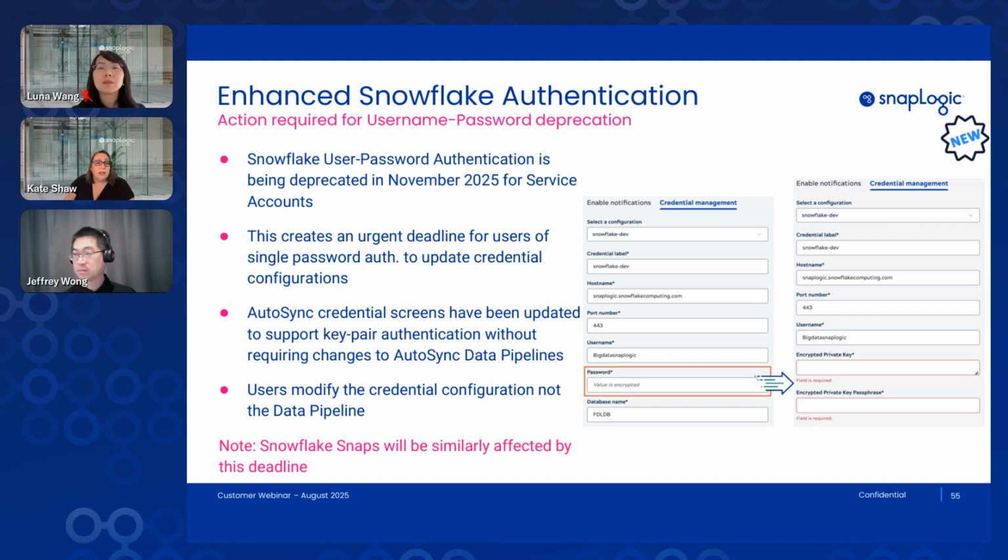Also, side note, the Snowflake snaps will similarly be affected. This is a change out of our control. This is a change that Snowflake have put in place or are putting in place. The current Snowflake snaps do support key pair authentication. So please make sure any pipelines that you have, AutoSync or regular platform pipelines, have this change made before November. You've got a few months to get this through the testing process, so it shouldn't be too bad, fingers crossed. But this is something that we cannot change the date on. We are at the mercy of Snowflake for this one, okay?